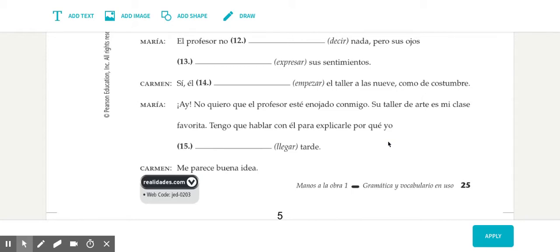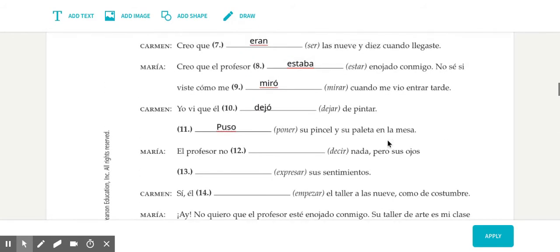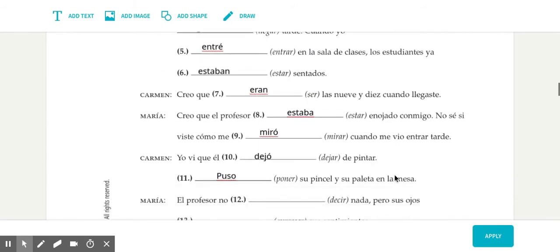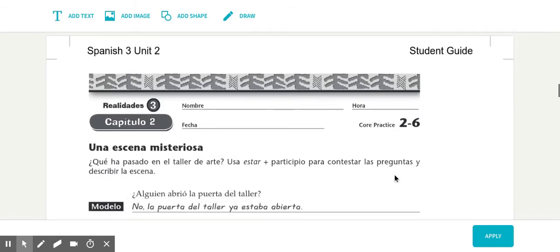Tengo que hablar con él para explicarle por qué yo llegué tarde. So that would be preterite as well. Go ahead and finish this. Most of these are preterite, except for just a few of these. But most of them are preterite here.